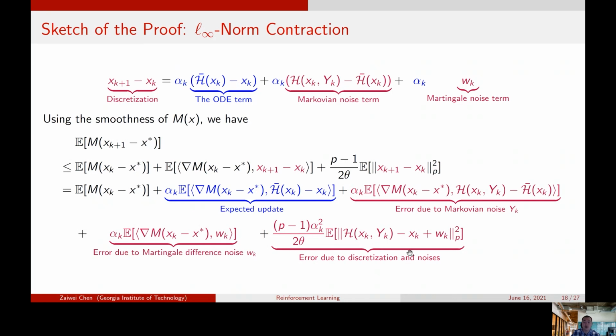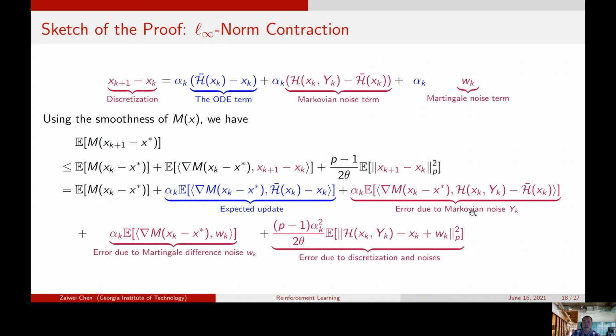Then let's look at the discretization error. This term is easy to handle because it's of the order alpha k squared, while this negative drift term is of the order alpha k. So when the step size is small enough, this error due to discretization can be dominated by the negative drift.